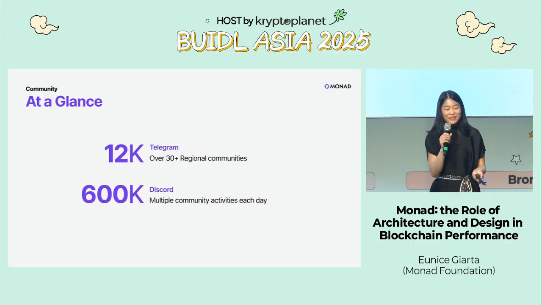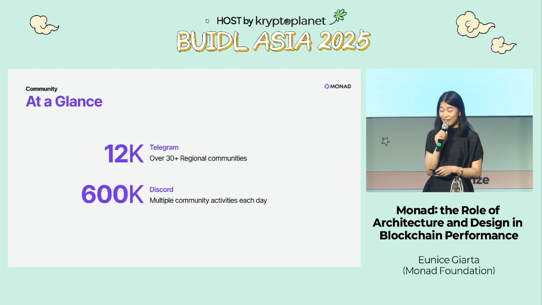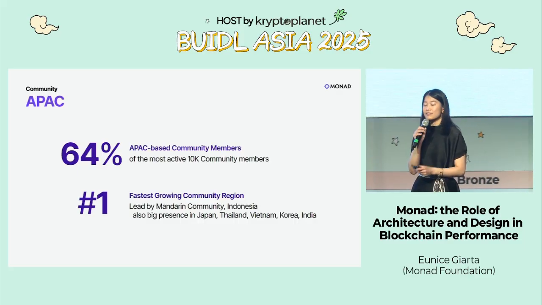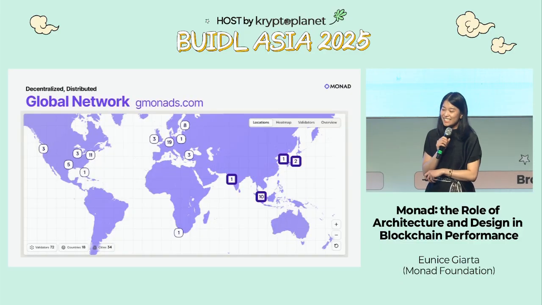Also a very big community within Monad ecosystem, 12,000 members on Telegram, 600,000 in Discord, and 64% are APAC communities as well. And it's also the fastest growing region, led by the Mandarin community, and several also in Indonesia, Japan, Thailand, Vietnam, Korea, and India.